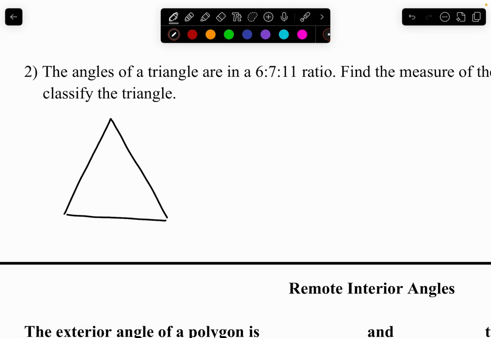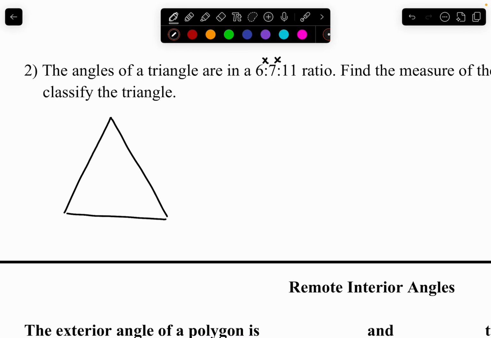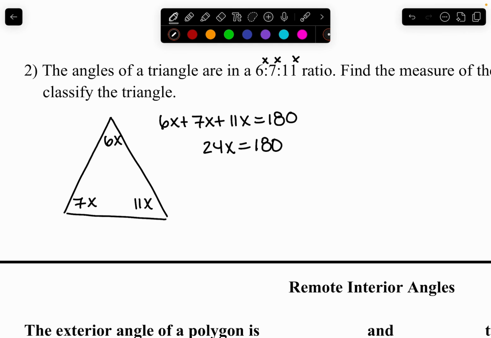So anytime that you see a ratio, all we have to do is stick an x with all of those, and those become our angles. So 6x, 7x, 11x. And then again, these three angles add up to equal 180, so I'm going to go ahead and add those together. I'm going to use my calculator because I want to make sure I don't make a mistake. So 6 plus 7 plus 11 equals 24. And then I'm going to divide both sides by 24. Whoopsies.